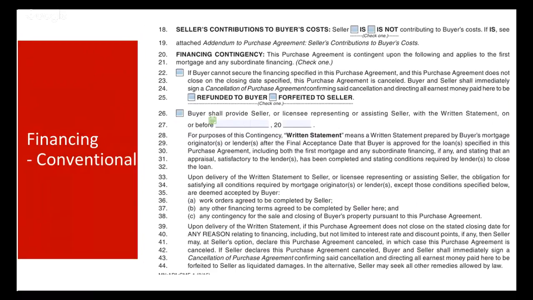All right, so this is not a pre-approval. This is, we've got a written statement from the lender basically saying, we've been through the appraisal, we've done everything we need to on our end, it looks good, we should be good to close. That's what the written statement means.